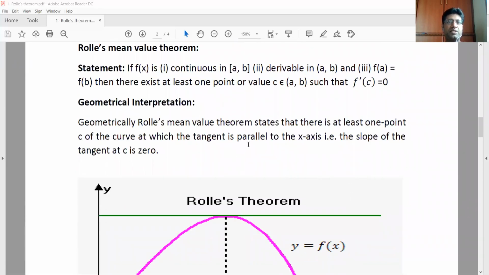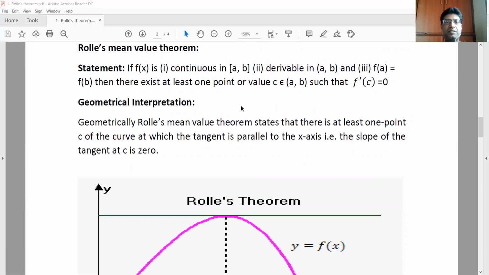The theorem statement is: if f(x) is continuous in the closed interval [a, b] and derivable in the open interval (a, b), and f(a) equals f(b), then there exists at least one point or value c belonging to the open interval (a, b) such that f dash of c equals 0. So this is the statement of Rolle's theorem.